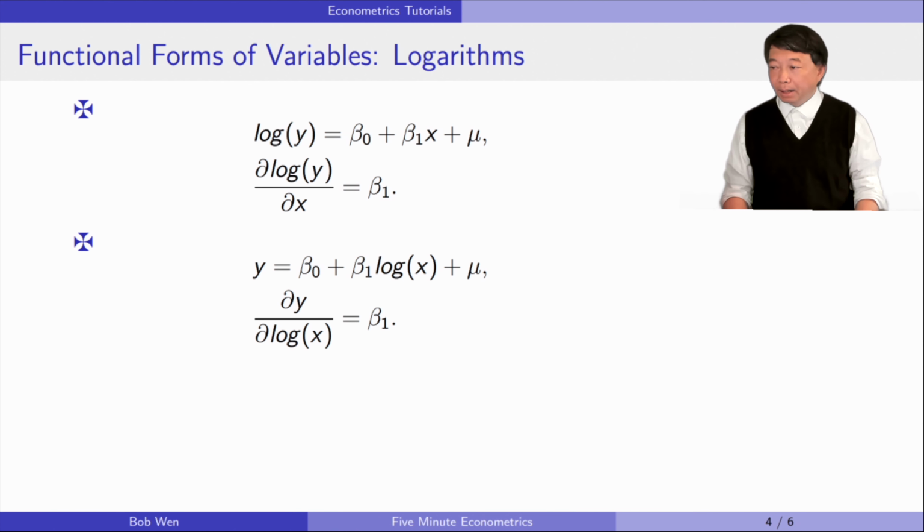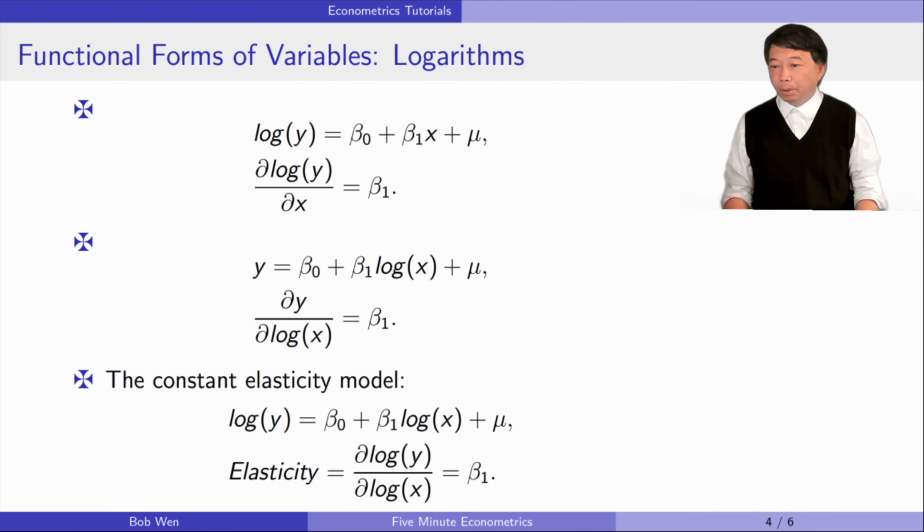When both the explanatory variable and the outcome variable are in the log form, we call the model a constant elasticity model. That is, the parameter describes a constant marginal effect in terms of percentage change.